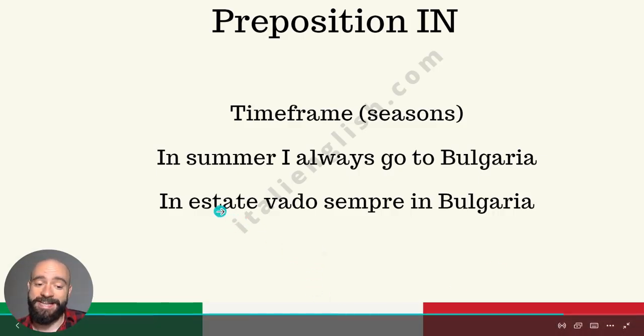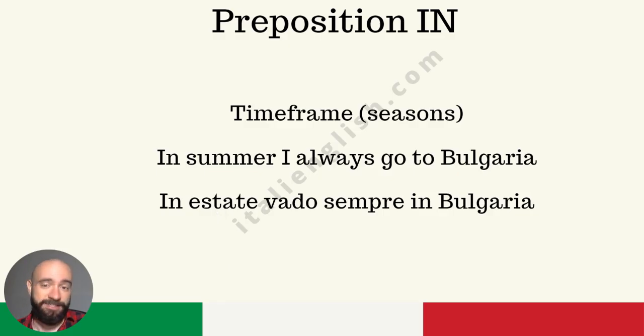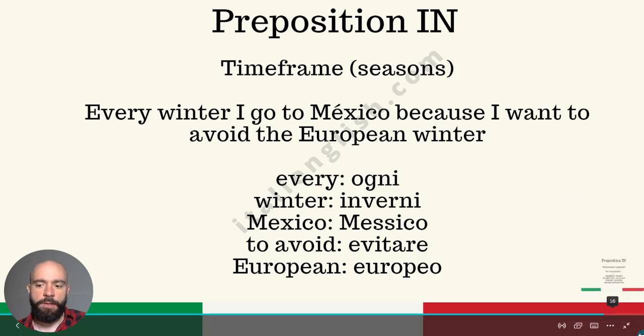Fun fact: estate is not pronounced the way it is spelled. It is pronounced estate, and it is summer. Always is an adverb, and just like I told you, adverbs tend to go after the verb. So I go always in Bulgaria. Okay, give me this one, please.